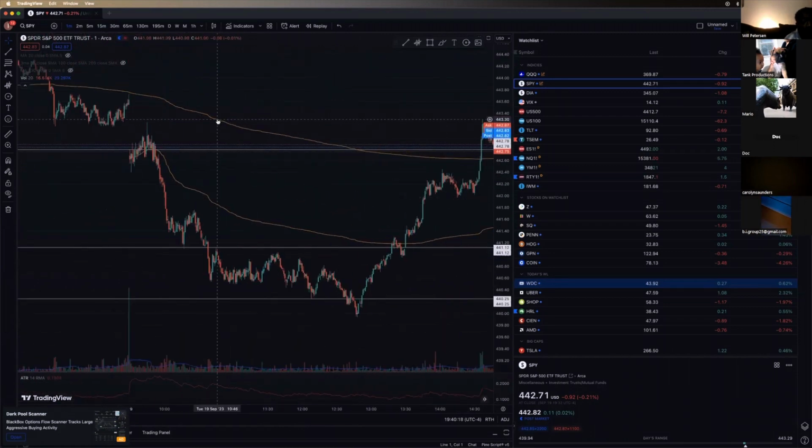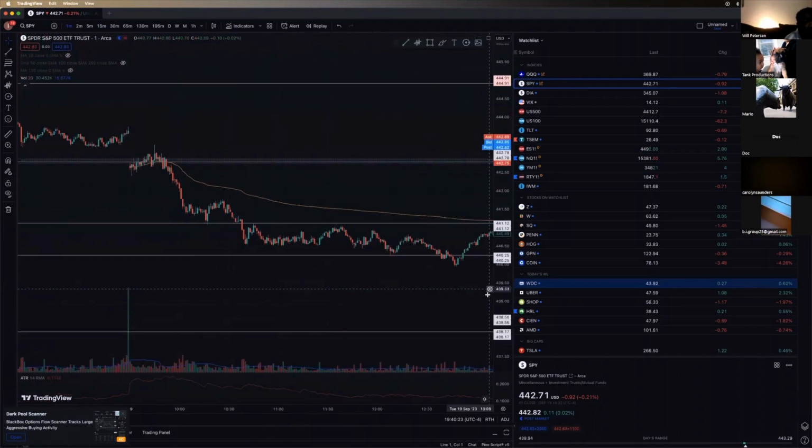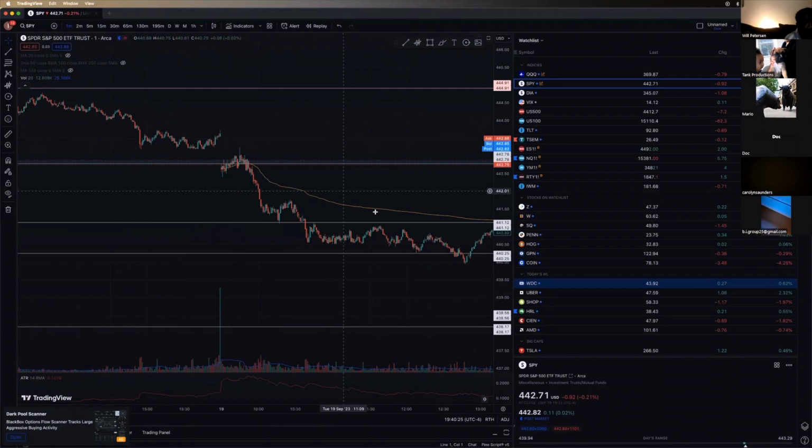Let me remove this as well. All right. So before the session opened, we had two levels in mind. One is 441.20, sorry, 441.12-ish, and the other one is 440.25, in case of a pullback, in case of a break under 442.78.